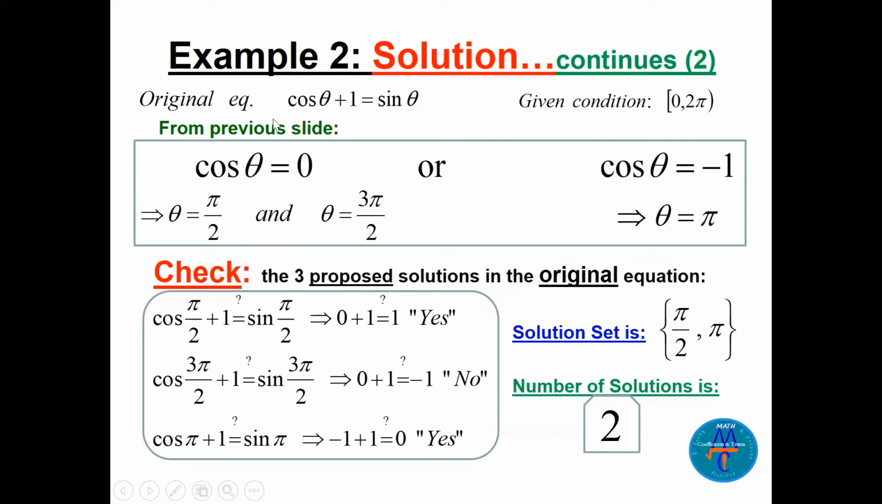So I replace pi over 2 in the original equation here, you see. Then I get 1 is equal to 1, which is correct. Then I replace 3 pi over 2. I get 1 is equal to minus 1, easy to check. This is not acceptable, rejected. Cosine of pi, the third one, plus 1 is equal to sine of pi, yes. Minus 1 plus 1 is equal to 0. So the solutions are pi over 2 and pi. So if we ask what are the number of solutions, the number of solutions is 2.